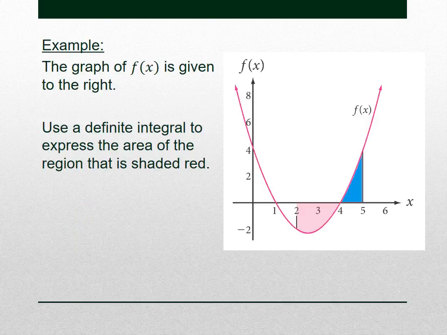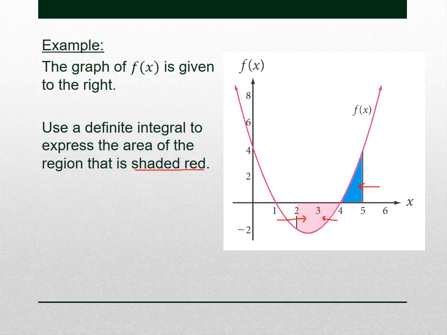Here I've got the exact same graph, but this time I want to express the area that's shaded red. So what's different about this blue section and this red section? Well, the blue section is underneath the graph, between the graph and the x-axis. And we've already said that that's going to be given by just that definite integral. This red section is sort of above the graph. It's still between the x-axis and the graph of f of x, but the graph of f of x is below the x-axis over here.